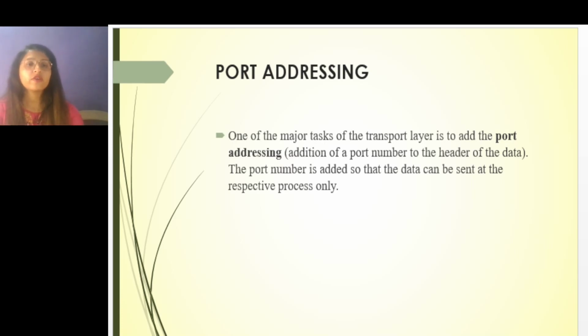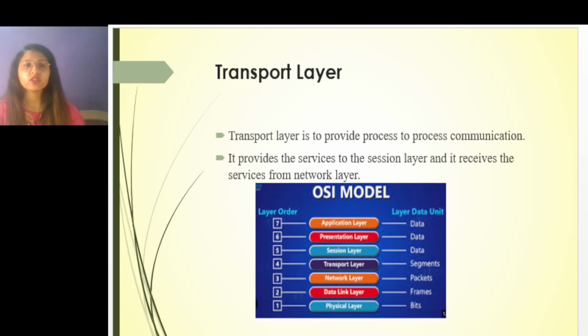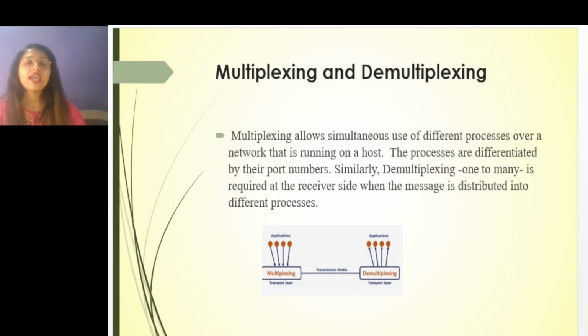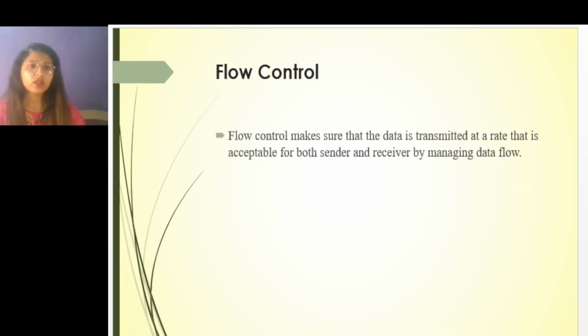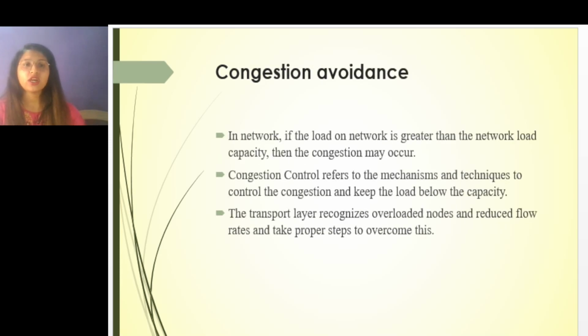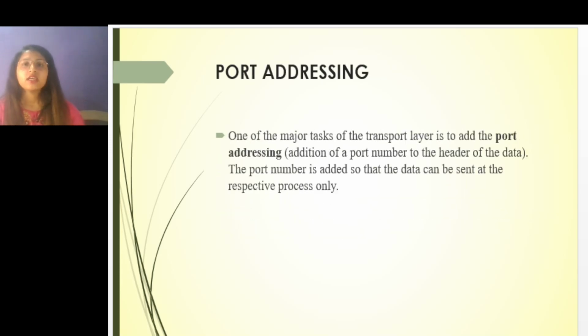I hope you have understood the concept about the functions of the transport layer. What are the functions of the transport layer? First is process to process delivery. Next is multiplexing and demultiplexing. Next is flow control. Next is data integrity. Next is congestion avoidance and the concept of port addressing.